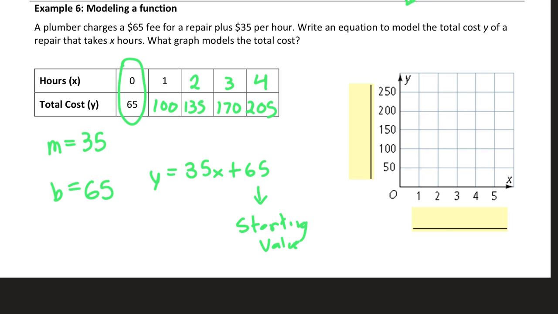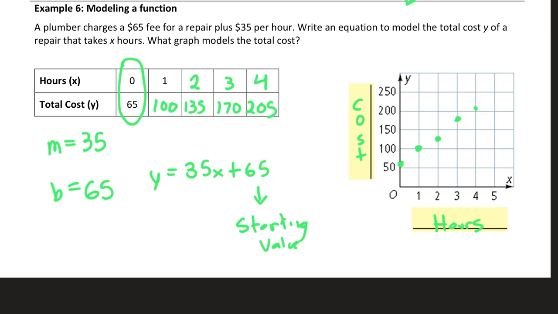We've got all the points. So this is the cost. This is the hours or the time, whatever you want to call it. So I'm going to graph this using estimation. 65, exactly 100, 135, 170, and then 205. So not a perfect line.